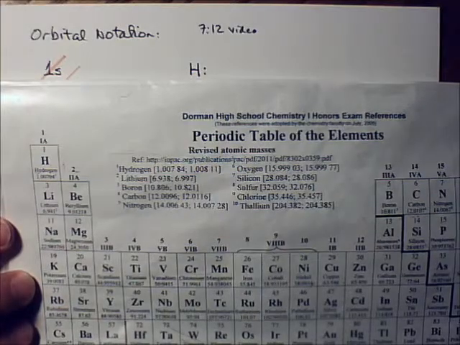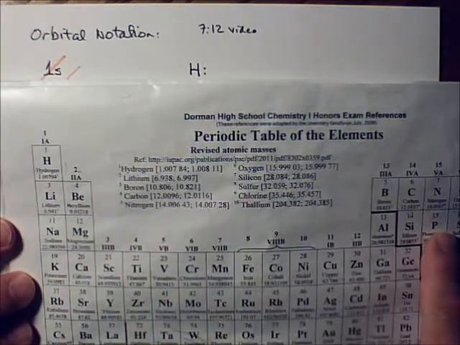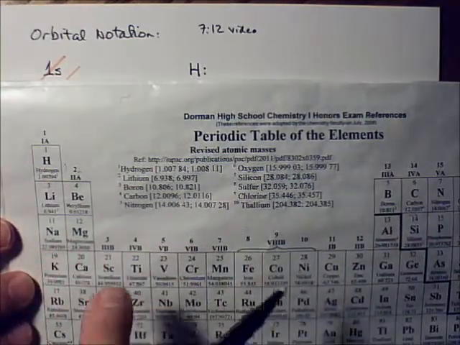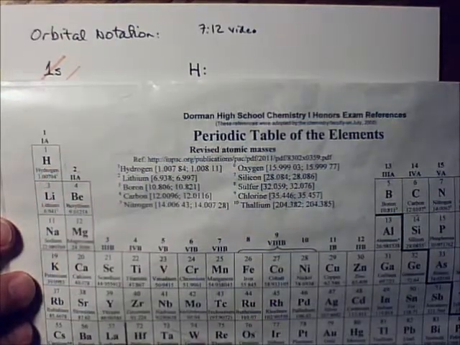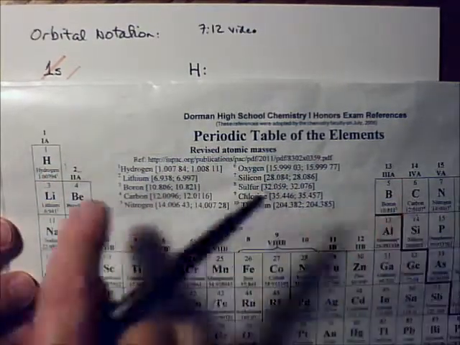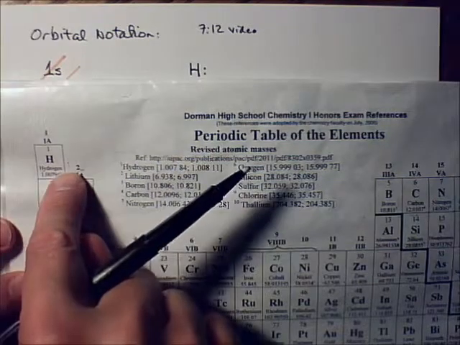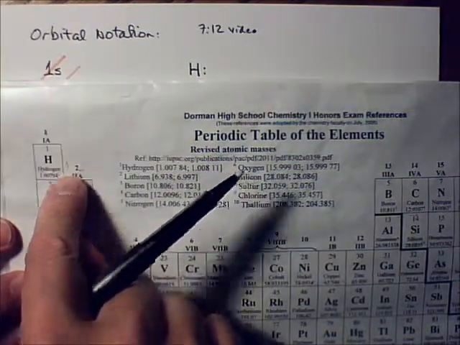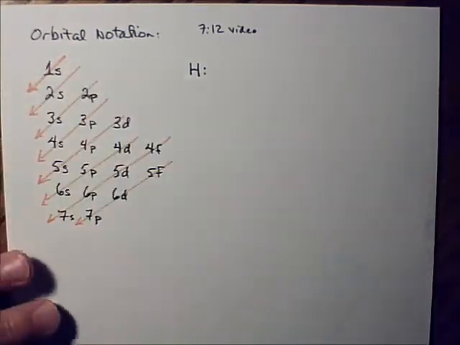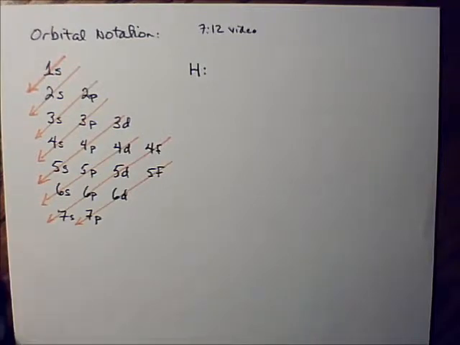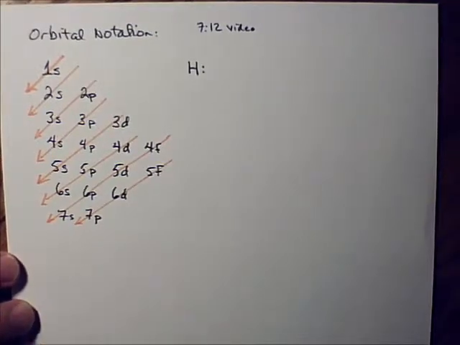Period 1. Each row of the periodic table represents a period. Remember, rows are periods, columns are families or groups. Each row is a period, so hydrogen is in period 1. Now the reason that's important is that the first electrons are in the lowest level, right next to the nucleus, which is where period 1 is located. It's at energy level 1.